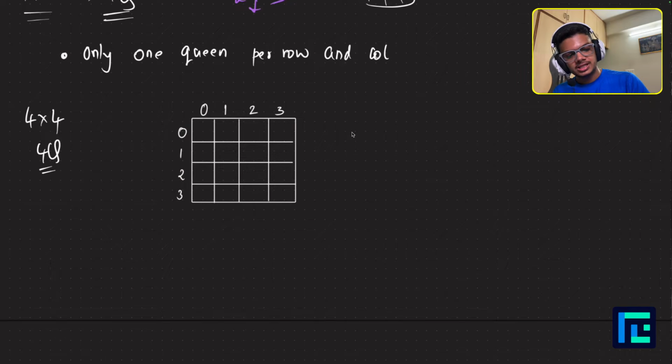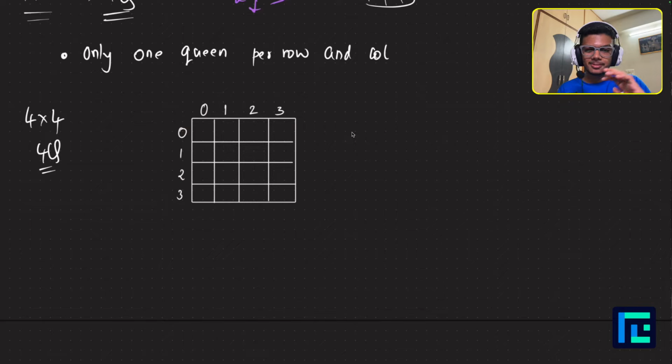You can only place, for a given column here, a queen in one of these cells only. If a placement is valid, then only one of these 4 cells will have a queen, right? For example, in this row, only one of these 4 cells will have a queen. Fine, so what does it say? Does it give you a hint of how to enumerate all the possible placements?